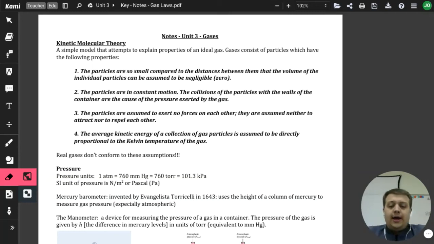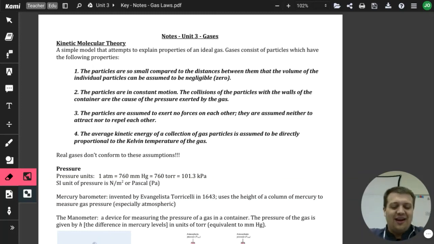And we assume it's directly proportional to the Kelvin temperature because Kelvin is just a measurement of temperature. It's saying that if we're talking about the average kinetic energy, it should be proportional to the Kelvin temperature. So the temperature, the average kinetic energy, in Kelvin.